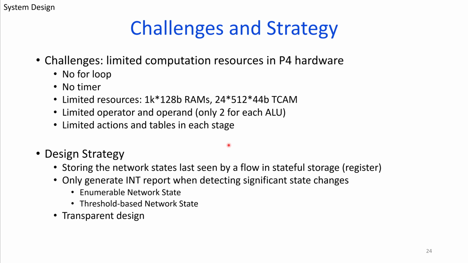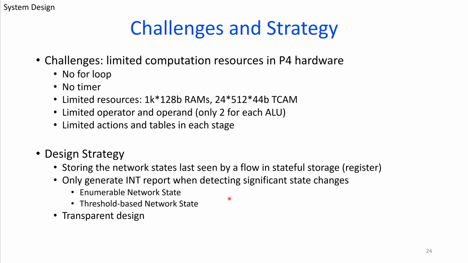Our strategy should be simple and effective. We hash the flow packet header, store it in the register, and filter INT reports by detecting state changes. We have 2 types of state change detection methods. One is for numerical state, which can be subtracted. If the result is not 0, it means the state changes. We also have a threshold-based state detector, which provides a single or a pair of boundaries to check if the network state exceeds our expectation or not.